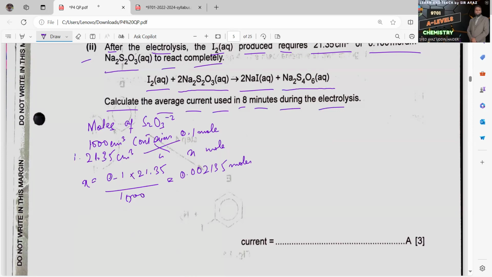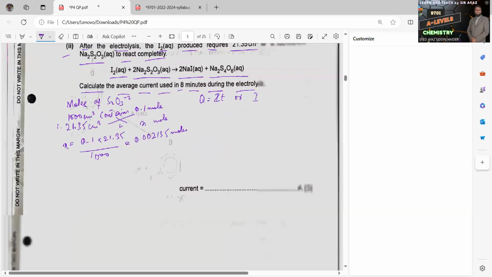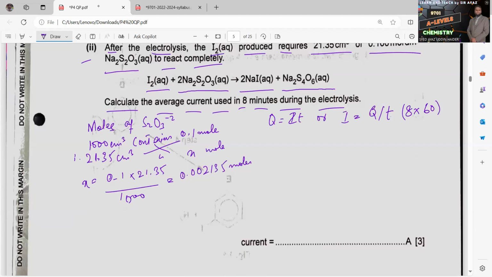Now you know that Q is equal to IT. We need to calculate the current, so I becomes equal to Q by T. Time is given, which is 8 minutes. 8 minutes means 8 multiplied by 60; we need to take time in seconds. What about Q? You need to calculate the Q. In order to calculate the Q, we need the moles of I2.